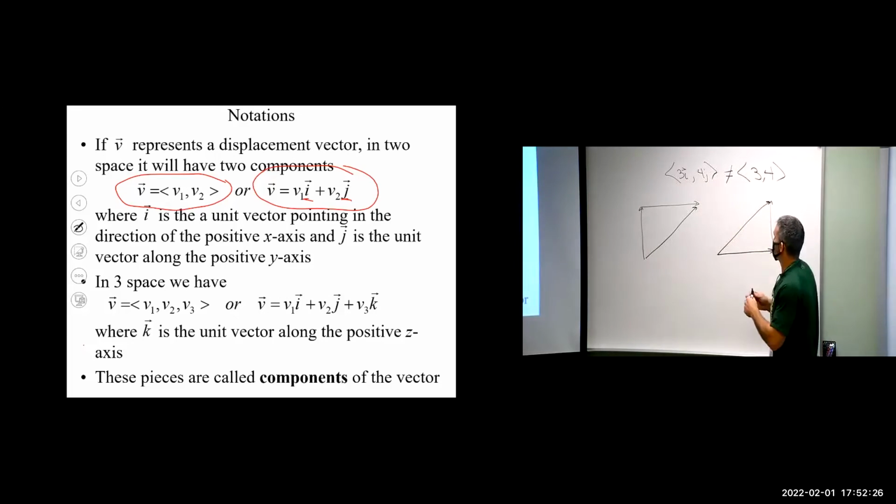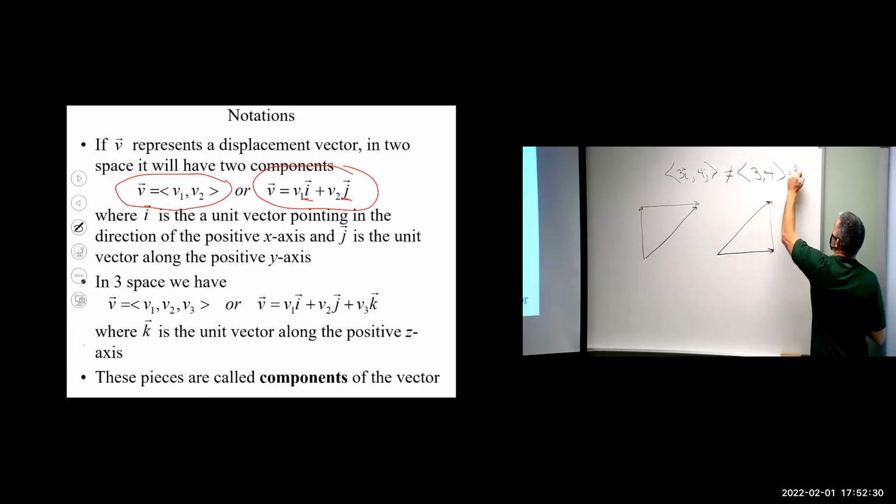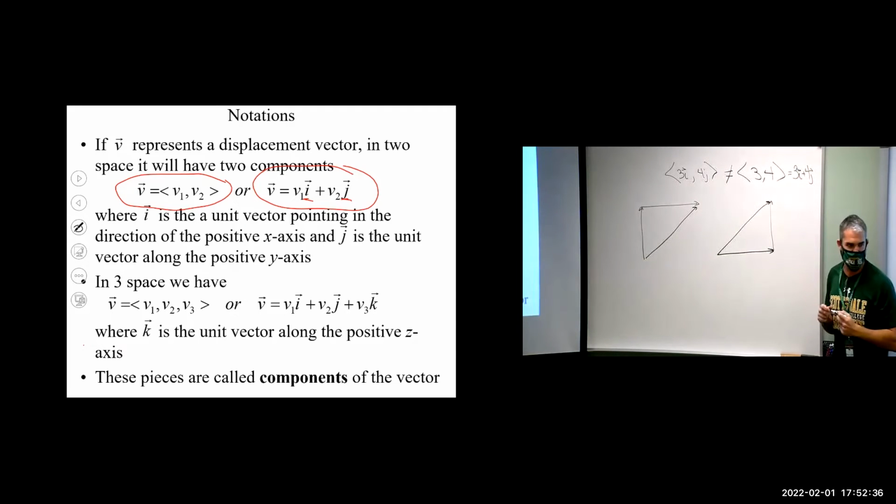If you do the other form, so this would be the same as 3i plus 4j, then you do need a plus, and something that shows that the I and J are vectors. You can see they've got the little arrows over top.